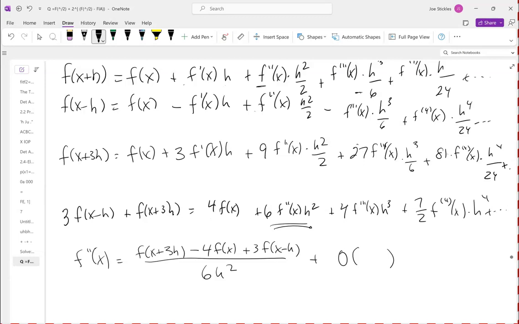What is your error term going to be in terms of? Well, remember, to solve for f double prime, we're dividing by h squared, right? So this first power here is going to be just h to the first, right? This will be h squared and so on down the line. So the error will be in terms of what? Yeah, first order. Good. So that'll be O of h. What's that?